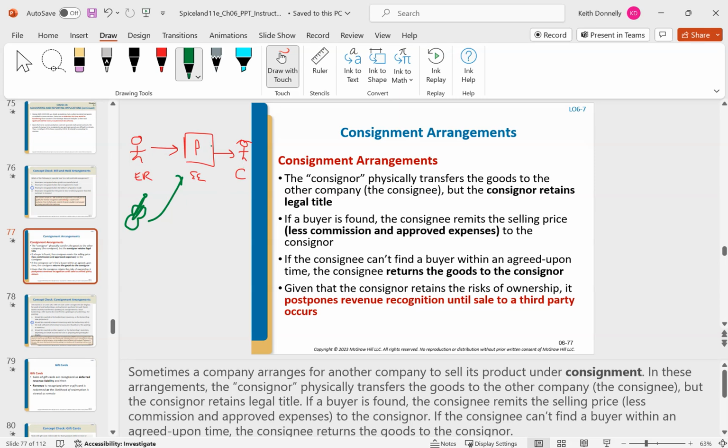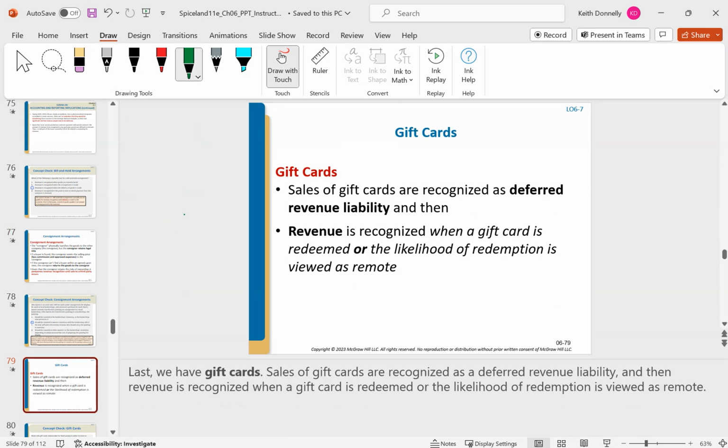So if they sell it for $100, they may take $20, right? The question becomes, from our point of view, the consignor, when do we credit revenue for this? Is it whenever we give it to the pawn shop? No, right? We wait until the sale. Unless and until that intermediary, the consignee, sells it, then we recognize the revenue.